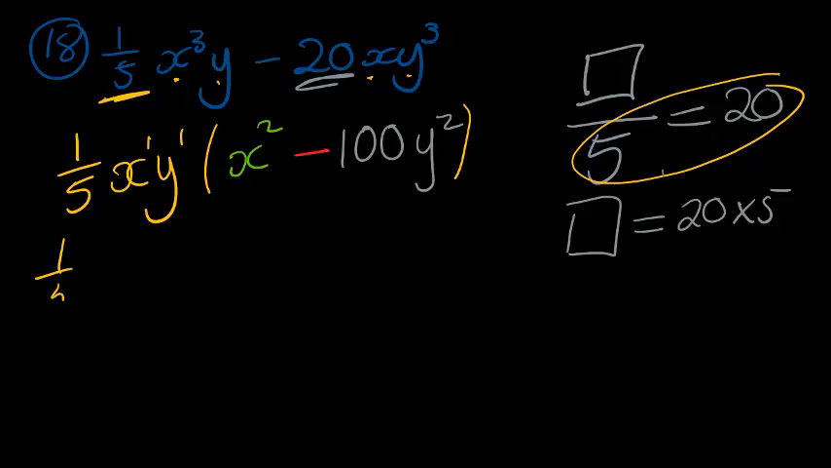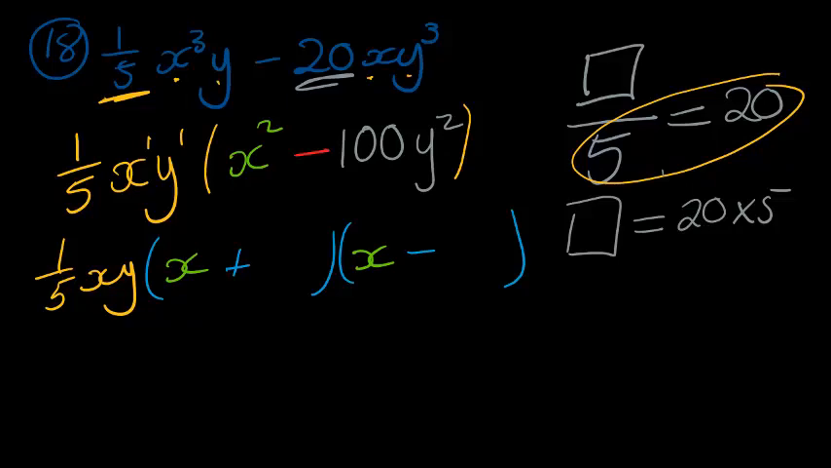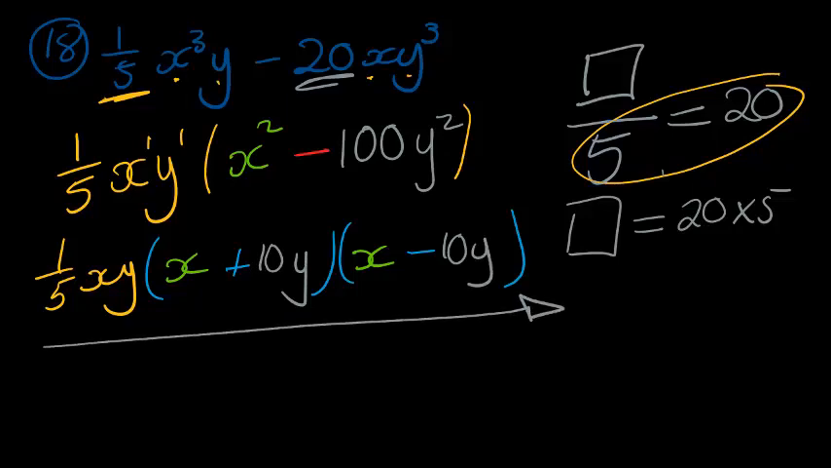Okay, so our factor stays the same, 1 over 5 xy. And then our two brackets are going to have a plus and a minus. X squared becomes x. The square root of 100 is 10. Square root of y squared is y. Okay, and that is your final answer.